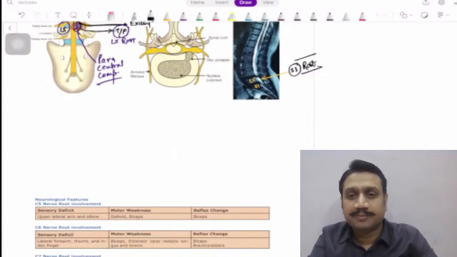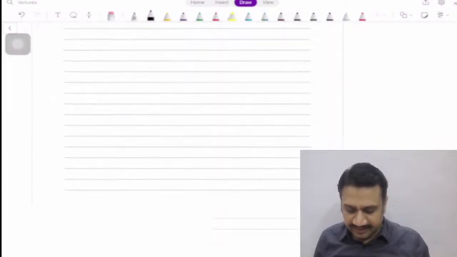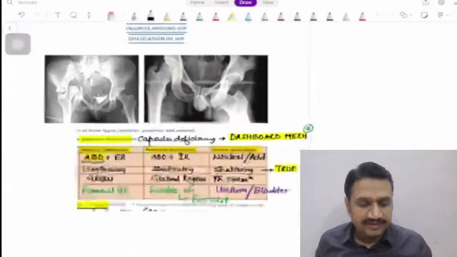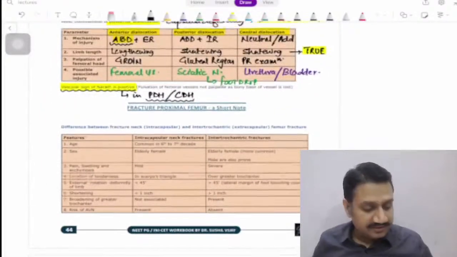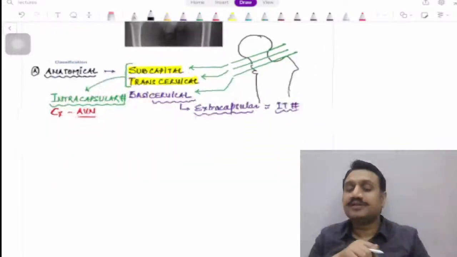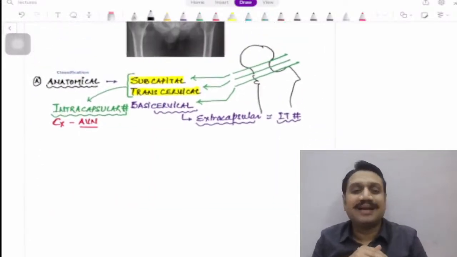What all is further important here? So next one is the neck of femur. Now I come on to the lower limb. The most important injury, the neck of femur. And I want you to remember, first of all, the most important thing about the neck of the femur is the classification. Classification for neck of femur, the most commonly used is the anatomical classification.